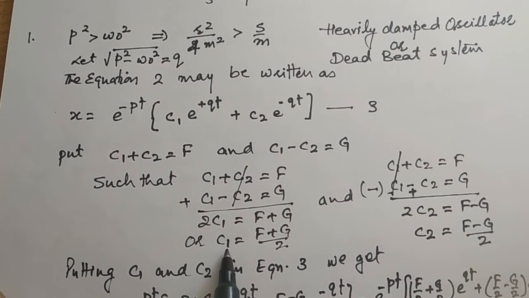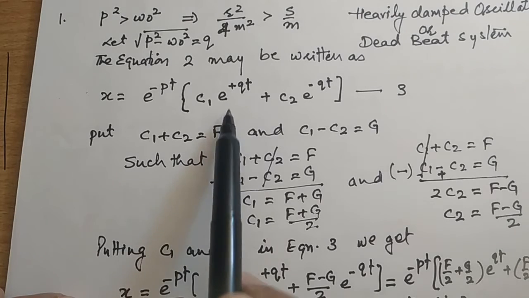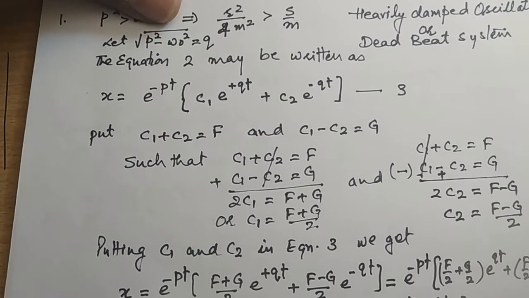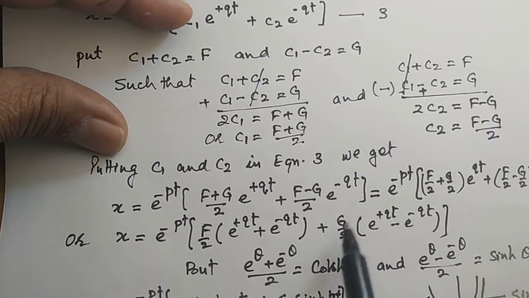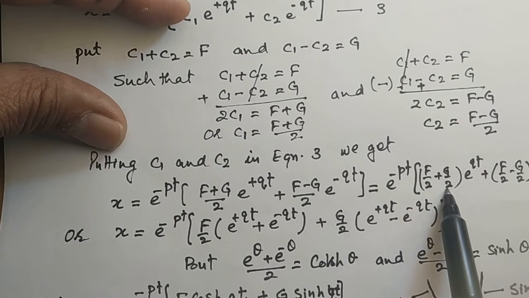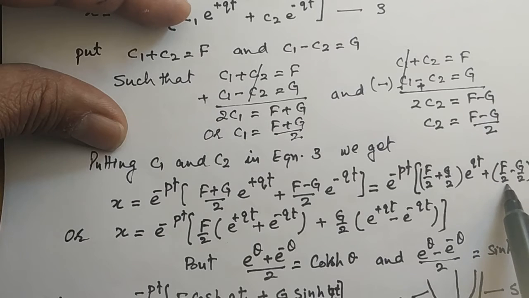And if we put the values of C1 and C2 in this equation, we will find that x is equal to e^(minus pt) as it is, but in place of C1 we can write F plus G by 2, e^(qt), plus C2, where we can write F minus G by 2, e^(minus qt). Okay, and here F plus G by 2 can be written as F by 2 plus G by 2, e^(qt) with the plus sign, plus F by 2 minus G by 2, e^(minus qt).